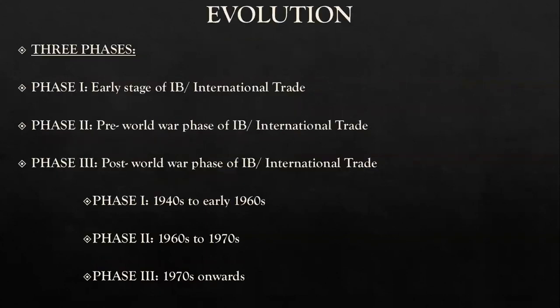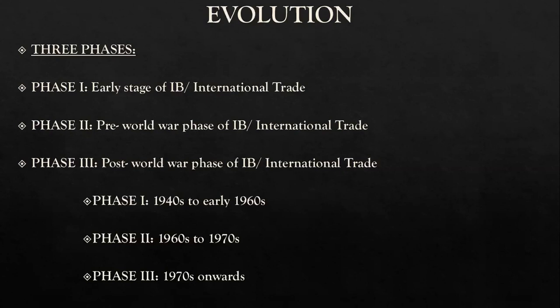Firstly, we will be discussing the evolution of international business. In some textbooks, they refer to this topic as the history of international business also. To describe the evolution of international business, we split it into three distinct phases or stages. Phase number one is called the early stage of international business or international trade. Phase number two is called the pre-World War phase. And the third phase is called the post-World War phase of international business or international trade. The third phase is further split into three different phases: phase one from the 1940s to the early 1960s, phase two from the 1960s to the 1970s, and phase three from the 1970s onwards.